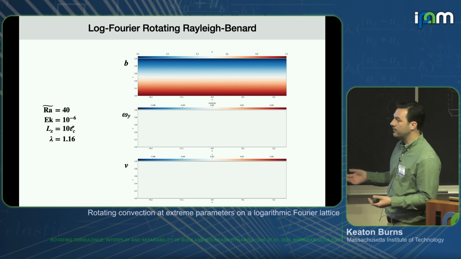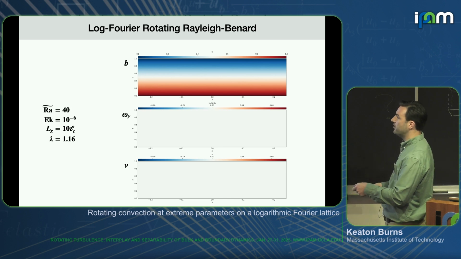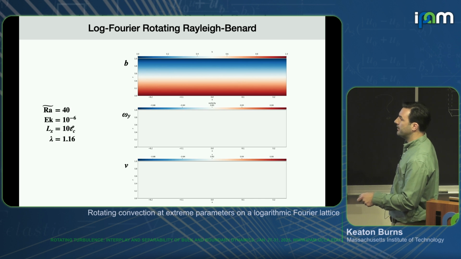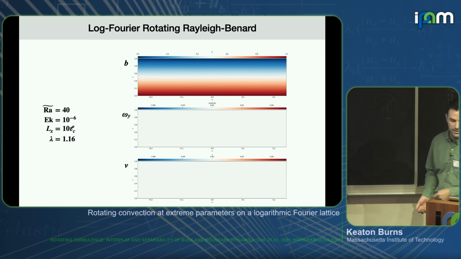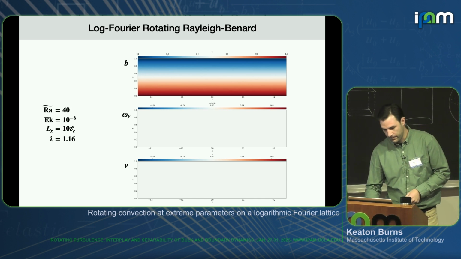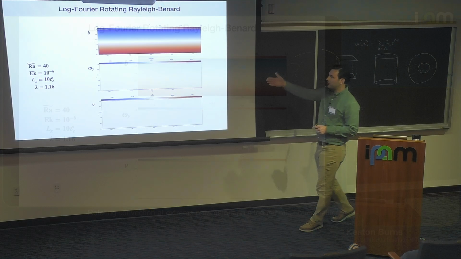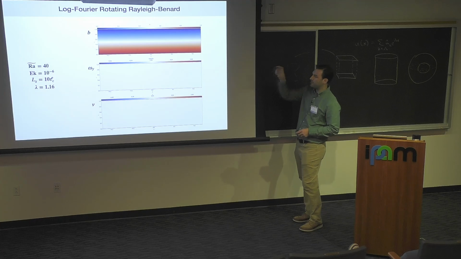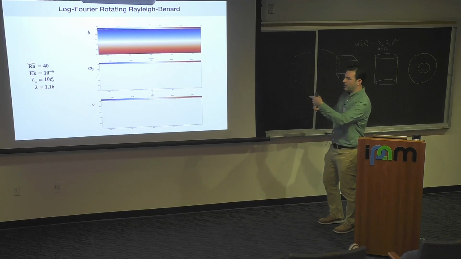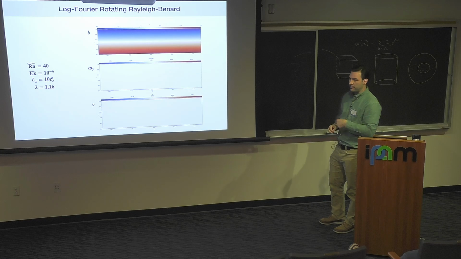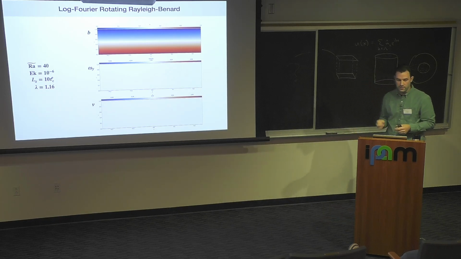This is 2.5D, again with Fourier and Chebyshev, for Rayleigh tilde 40, Ekman 10 to the minus 6, and the horizontal domain is 10 times the critical wavelength. Again, the same lambda is 1.16. What does 2.5D mean in this case? The discretization is 2D, Fourier in x and Chebyshev in z, but we have velocity into the board also. So we have 3 velocity components and 2 dimensions of variation.